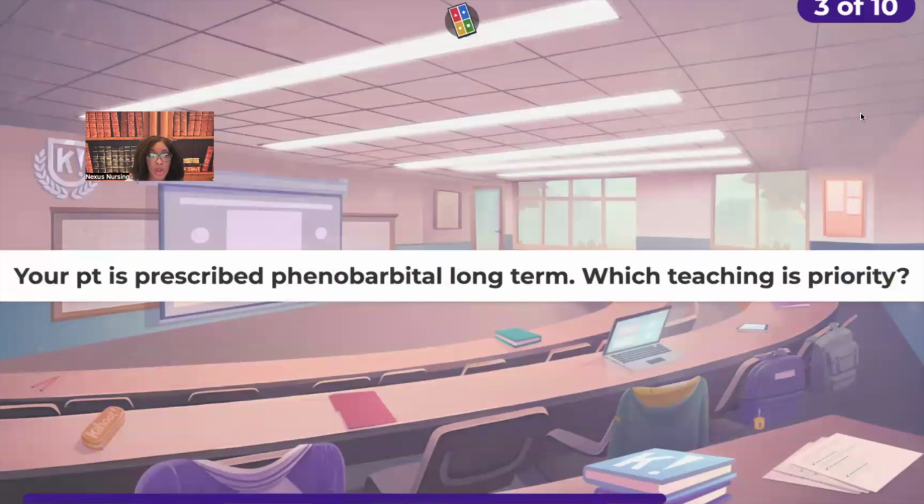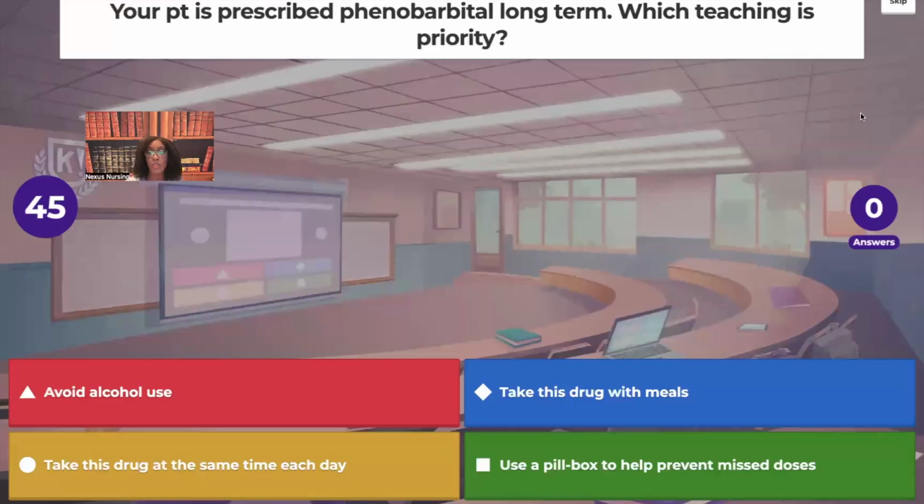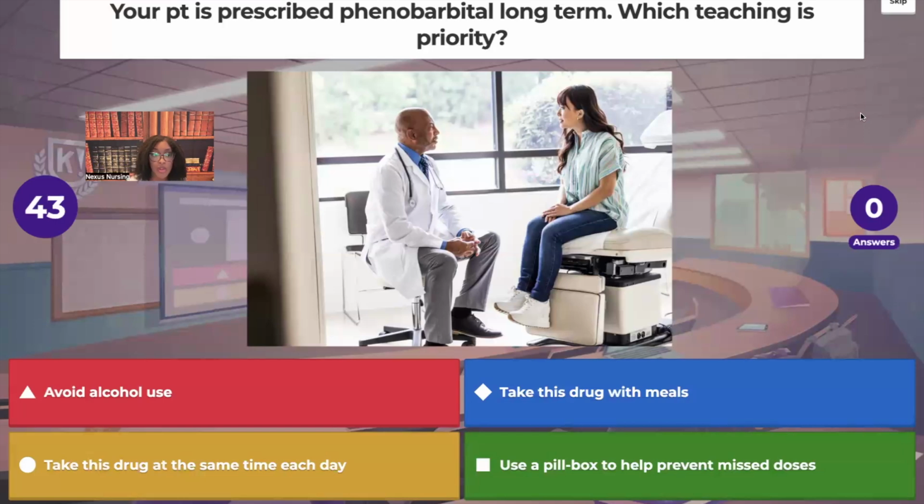Your patient is prescribed phenobarbital long term. Which teaching would be a priority? Avoiding alcohol use, taking this drug with meals, taking this drug at the same time each day, or using a pill box to help prevent missed doses.